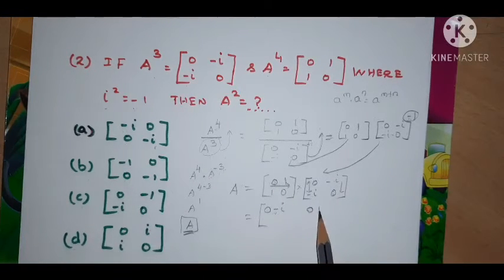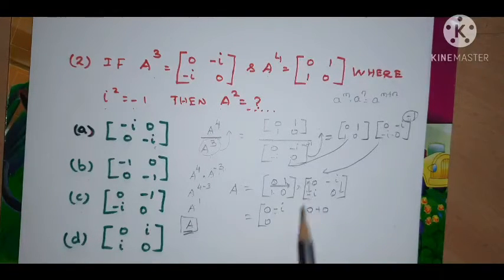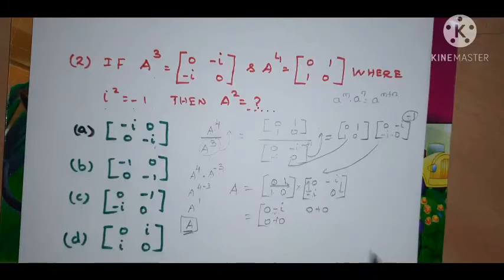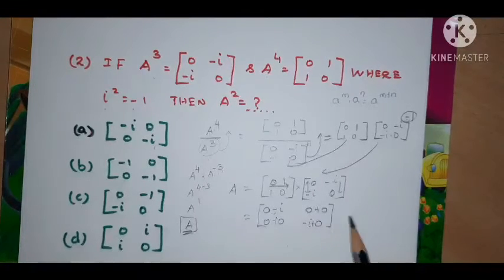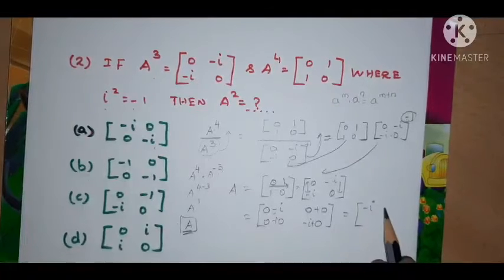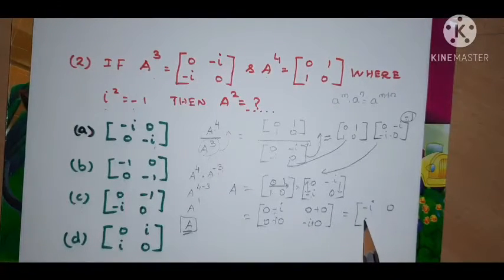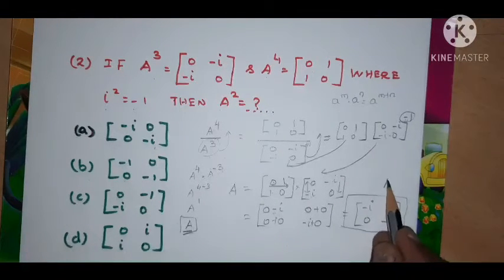Then next one, 0 into minus i is 0. Then 1 into 0 is plus 0. Next 1 into 0 is 0. 0 into minus i is 0. Next 1 into minus i is minus i. 0 into 0 is 0 plus 0. So what value did we get? Add it. 0 minus i is minus i. 0 plus 0 is 0. 0 plus 0 is 0 minus i. This is what we are calling the value of A.